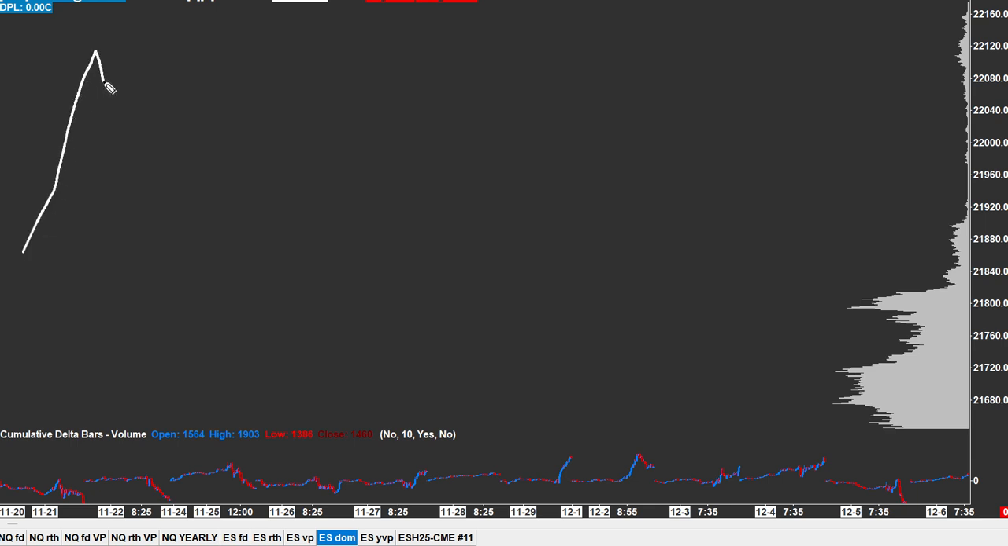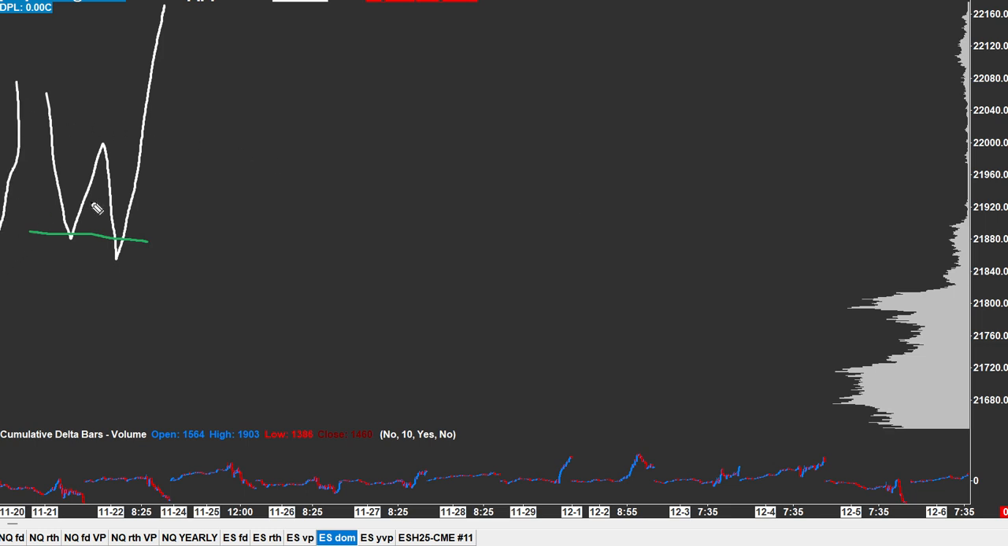Meaning, if we found, let's do it like this, if we found support down here, this could literally just be your shelf. My fault. This could be a shelf and it's your support.